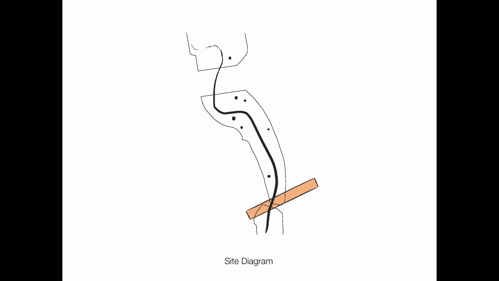Right? Another example here, this is a site diagram. This is the site that I'm working with. This is the context that I'm working from. Okay, what's happening?